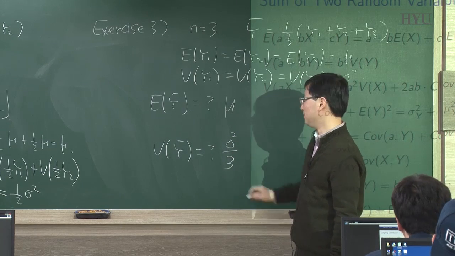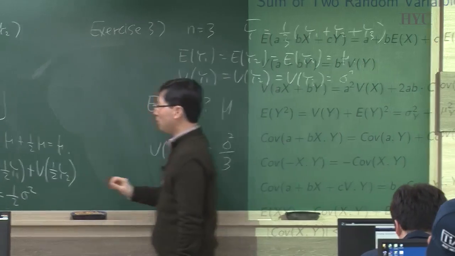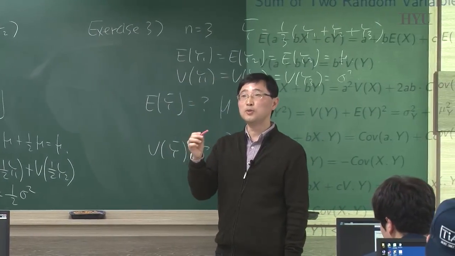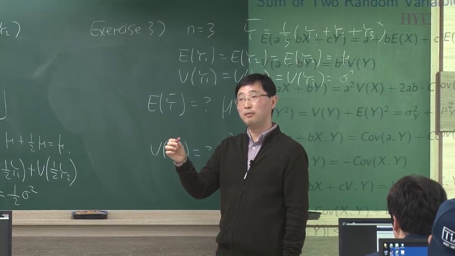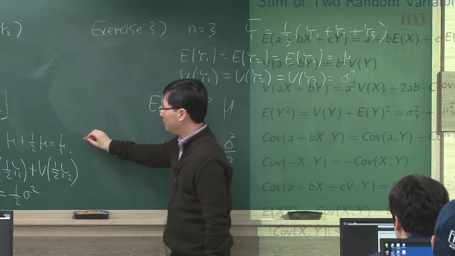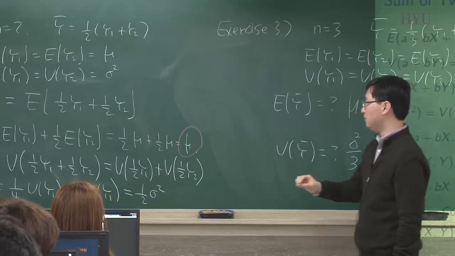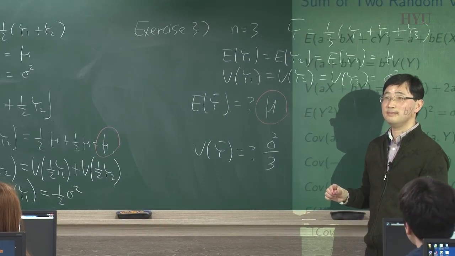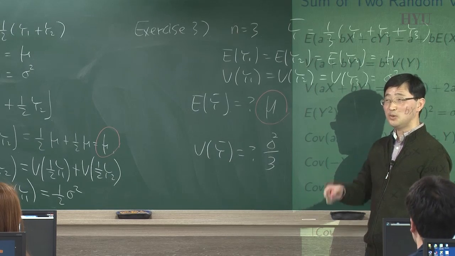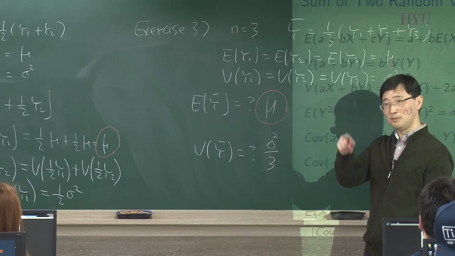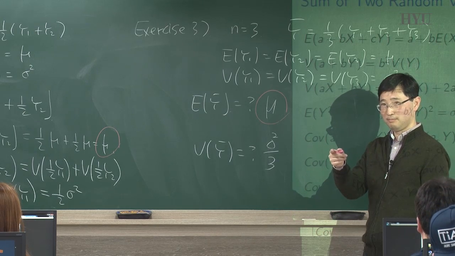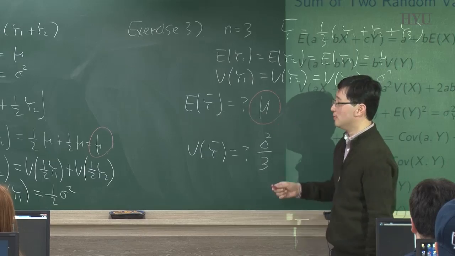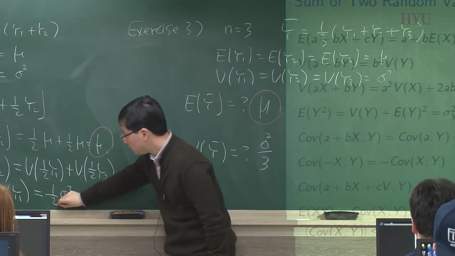Over 3, right? Okay. So the important thing is, we just changed the sample size. We just increased the sample size by 50%. Does it change the mean of the mean? It does not, right? So the center of the sampling distribution does not change. It's just fixed at the mean of a single observation.